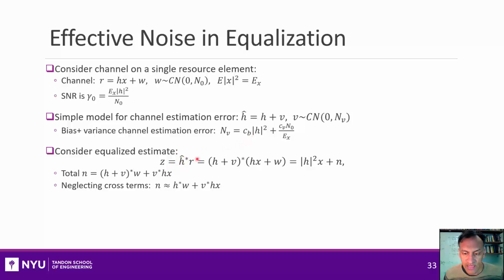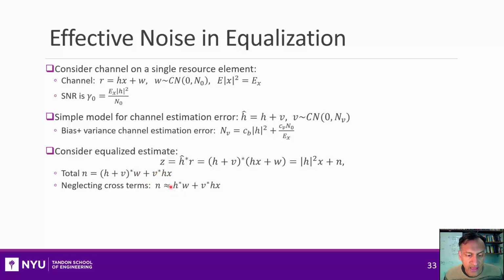So I just take that H hat, which is H plus V, and put it in here, and for R, I put that into here, and when I add these through, I get the following. For the X term, I have an H squared X term here, and then I have this effective noise term, which is a sum of these two terms here: H plus V times W and V times Hx.